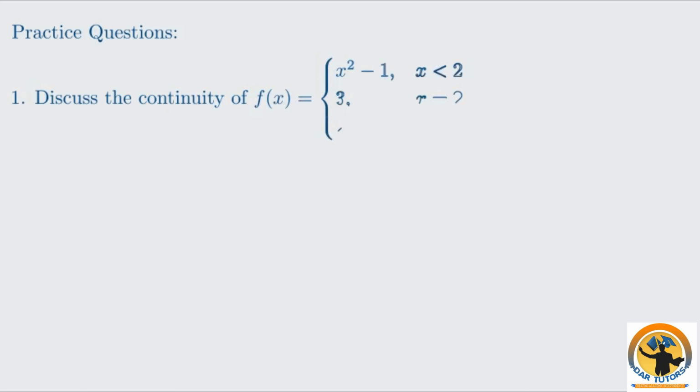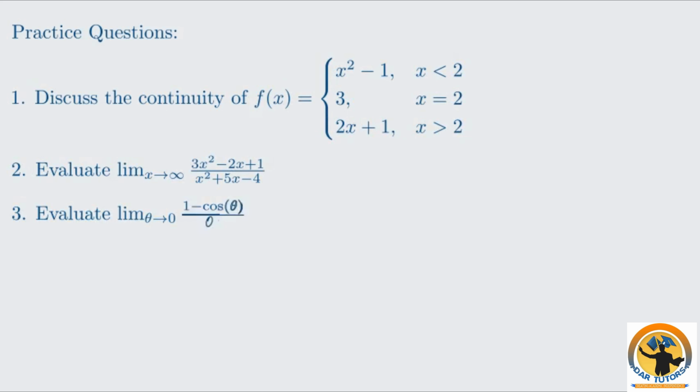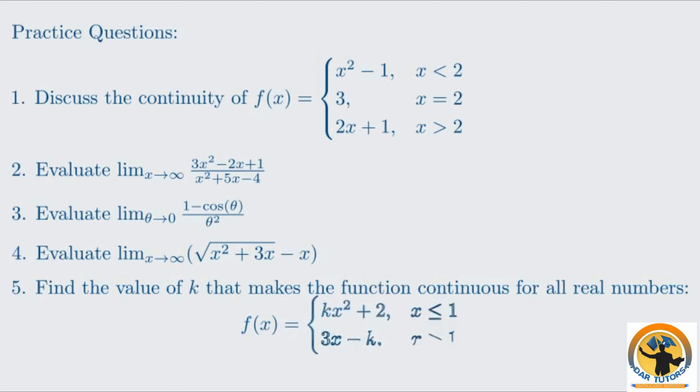Here are the questions. Question 1 involves a piecewise function and continuity. Question 2 is a limit at infinity. Question 3 is a trigonometric limit. Question 4 is a limit involving a square root, similar to our last example. And question 5 asks you to find a constant to make a function continuous. Take your time to solve these. When you're ready, let's go through the solutions.